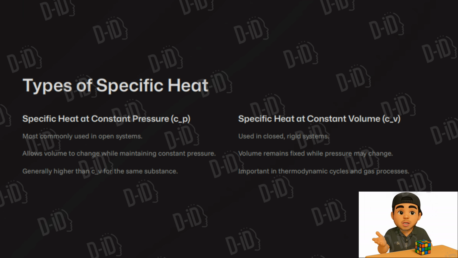And the specific heat at constant volume is used in closed, rigid systems. Volume remains fixed while pressure may change, and it is important in thermodynamic cycles and gas processes.